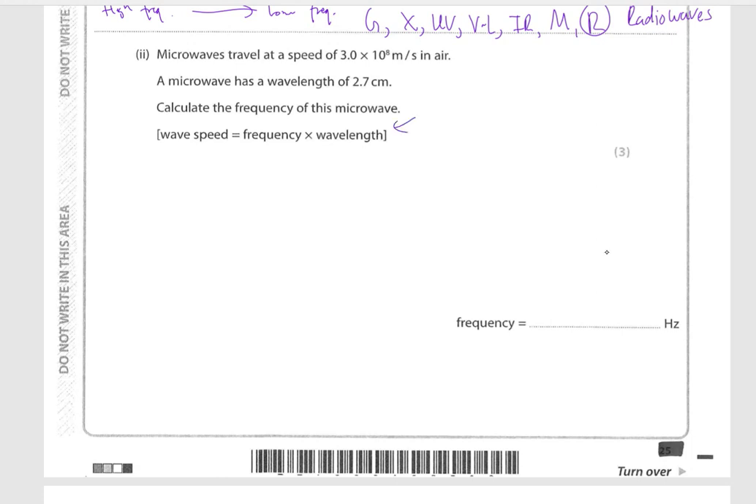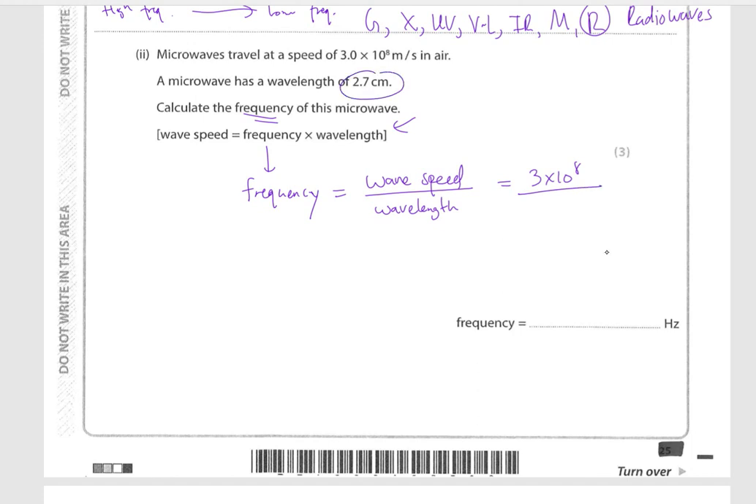Okay, now this one, the equation is given to us, easy mark. All you have to do is find the equation. So rearrange this. We're looking for frequency. So frequency equals wave speed over wavelength. The speed we know, it is 3 times 10 to the power 8 divided by the wavelength.